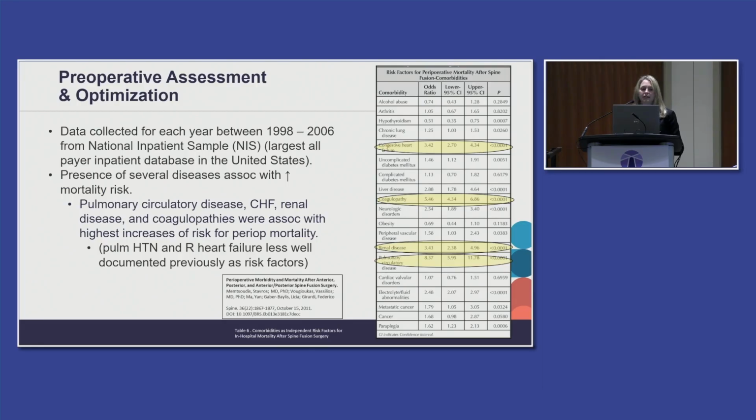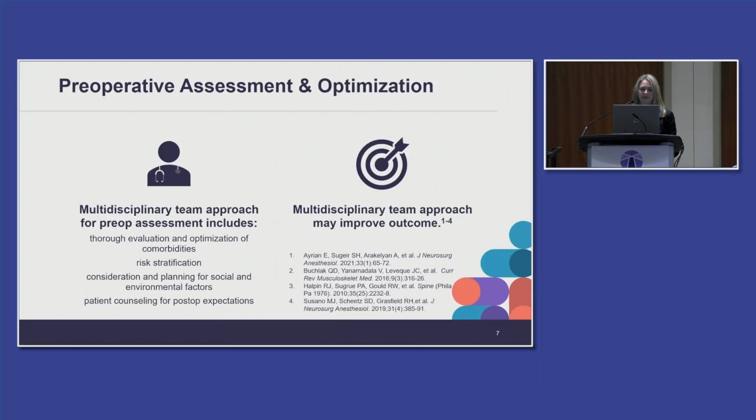Data from the National Inpatient Sample, that's the largest all-payer inpatient database in the United States, found that the presence of several diseases is associated with increased mortality risk in spine surgery. The ones with the highest increases in risk for mortality I highlighted: pulmonary circulatory disease, congestive heart failure, renal disease, and coagulopathies. This study was particularly valuable because it highlighted pulmonary hypertension and right heart failure, which previously had been less well documented as mortality risk factors for these surgeries.